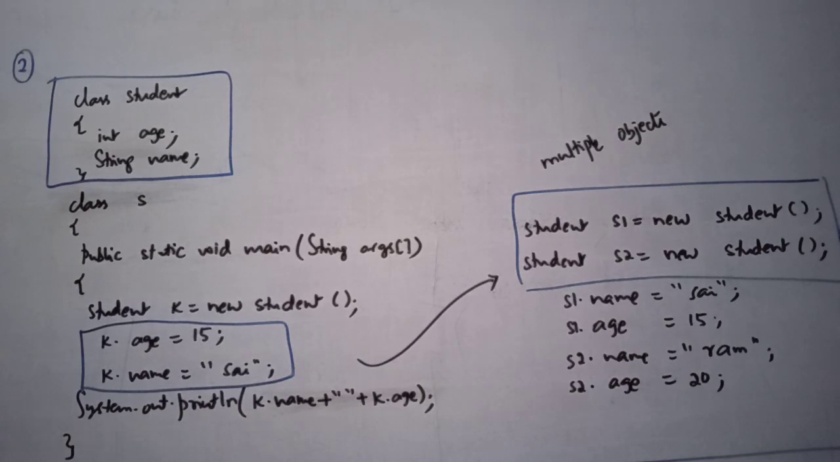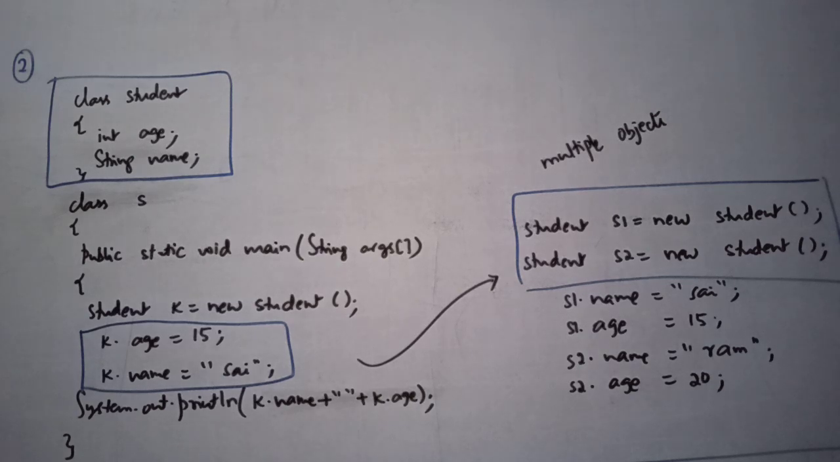Look at the second program. The class definition is outside the main class. These things are very important in Java. The public static void main is within the class only. Here that class name is S. That is what you call your main class. And the class definition Student is defined outside the main. Just try to observe the difference between 1 and 2.